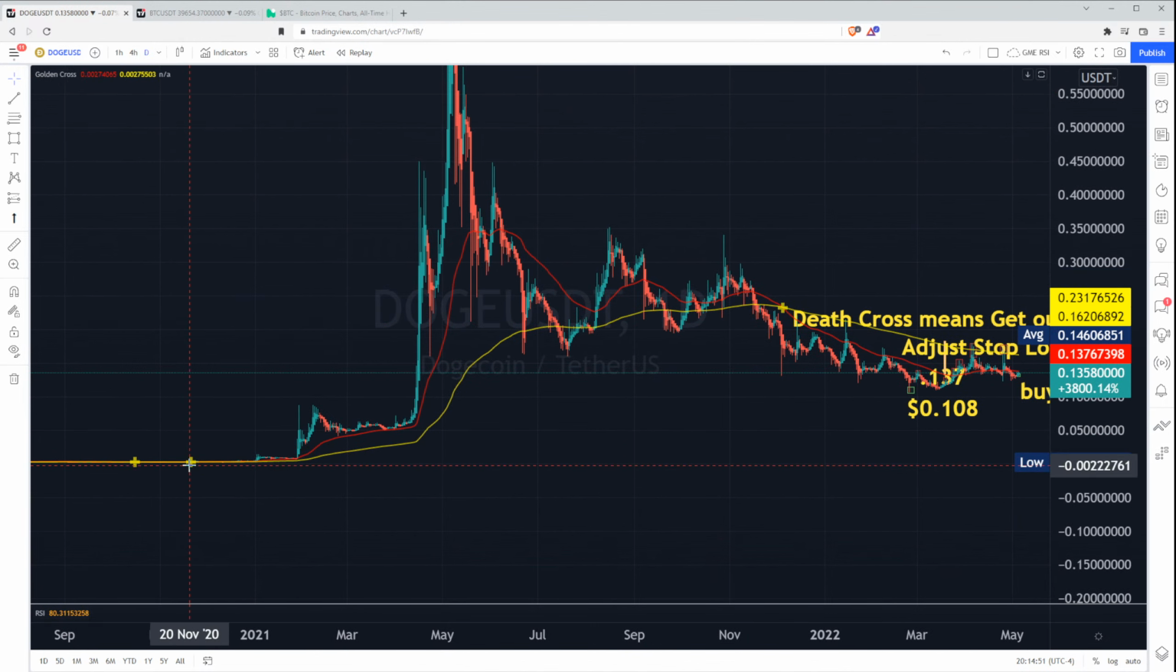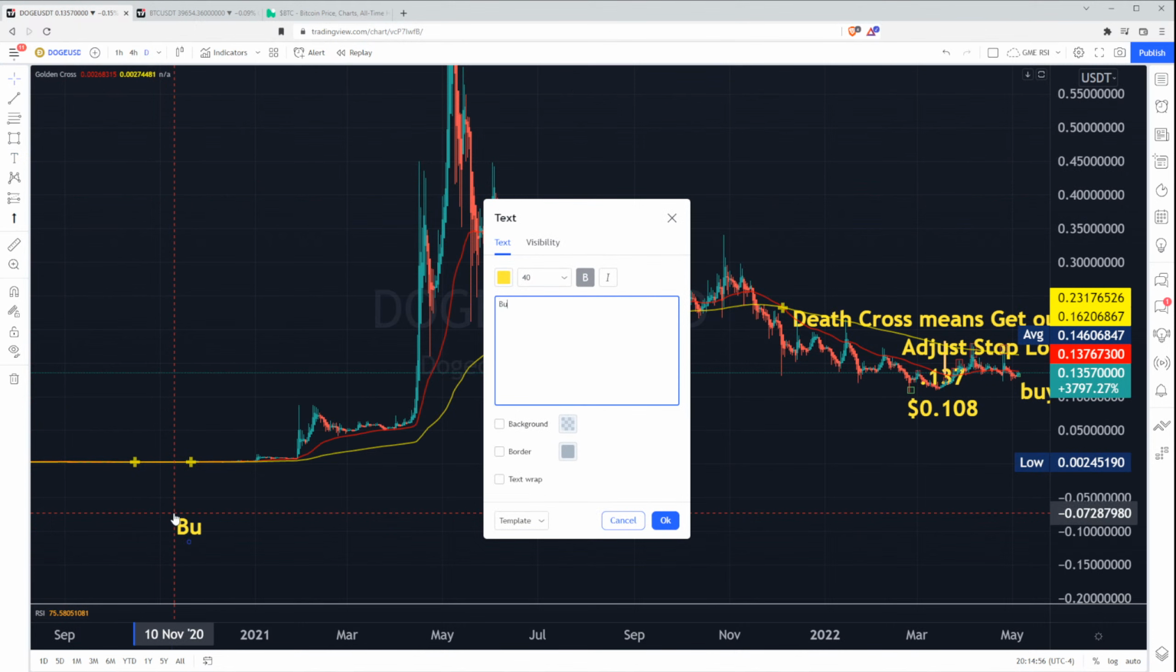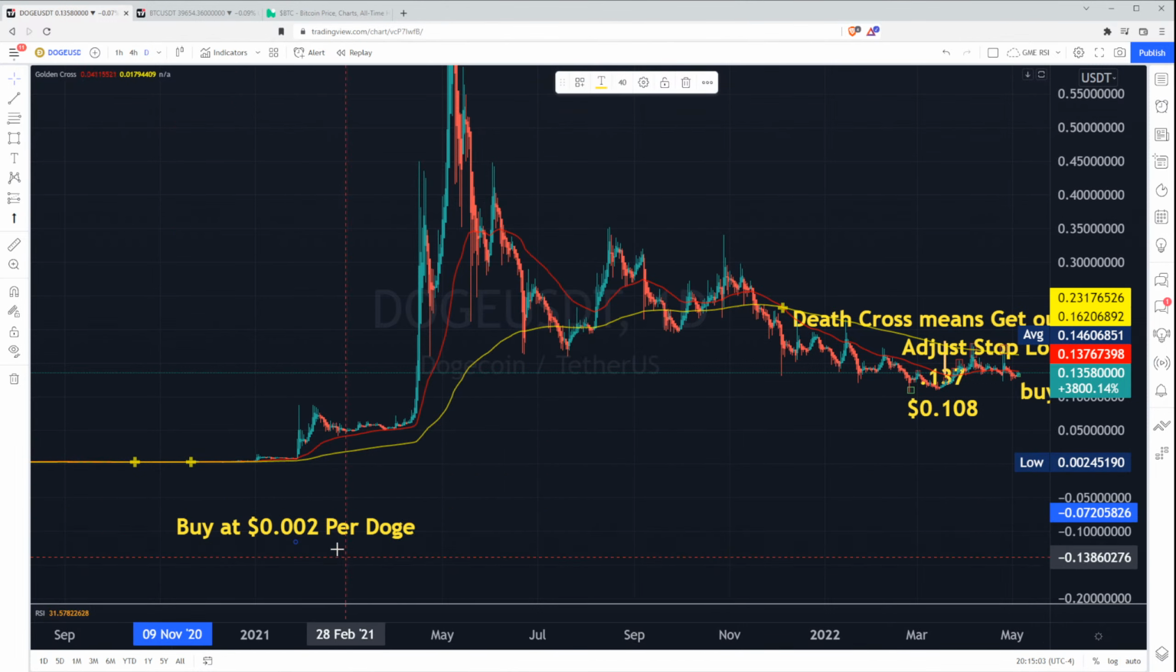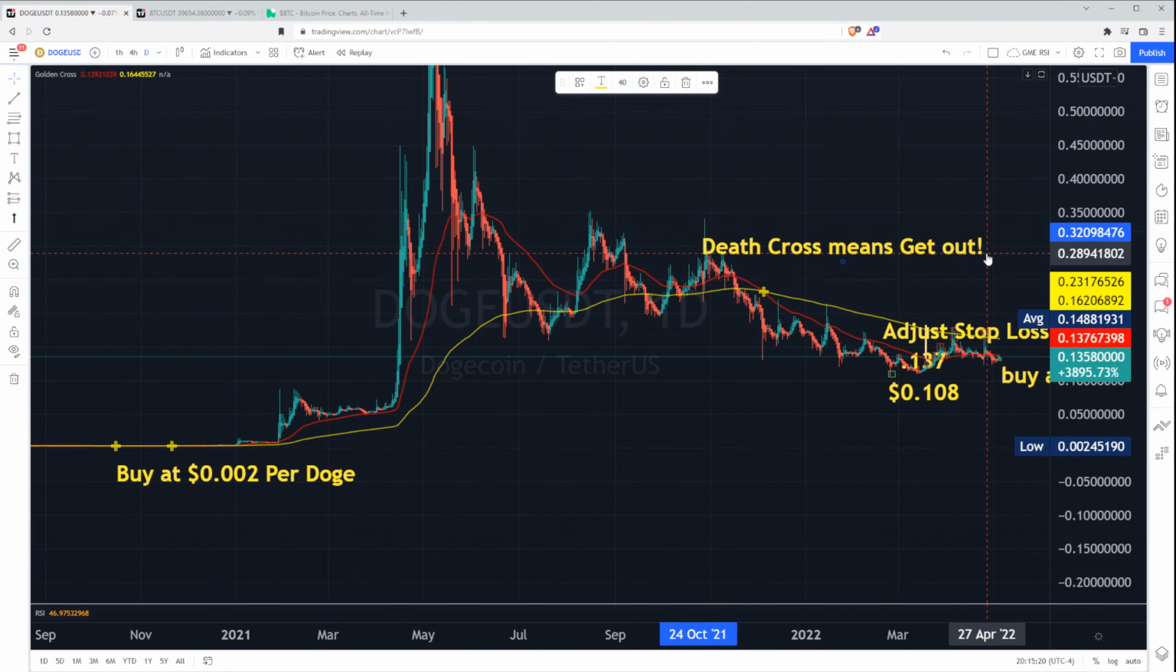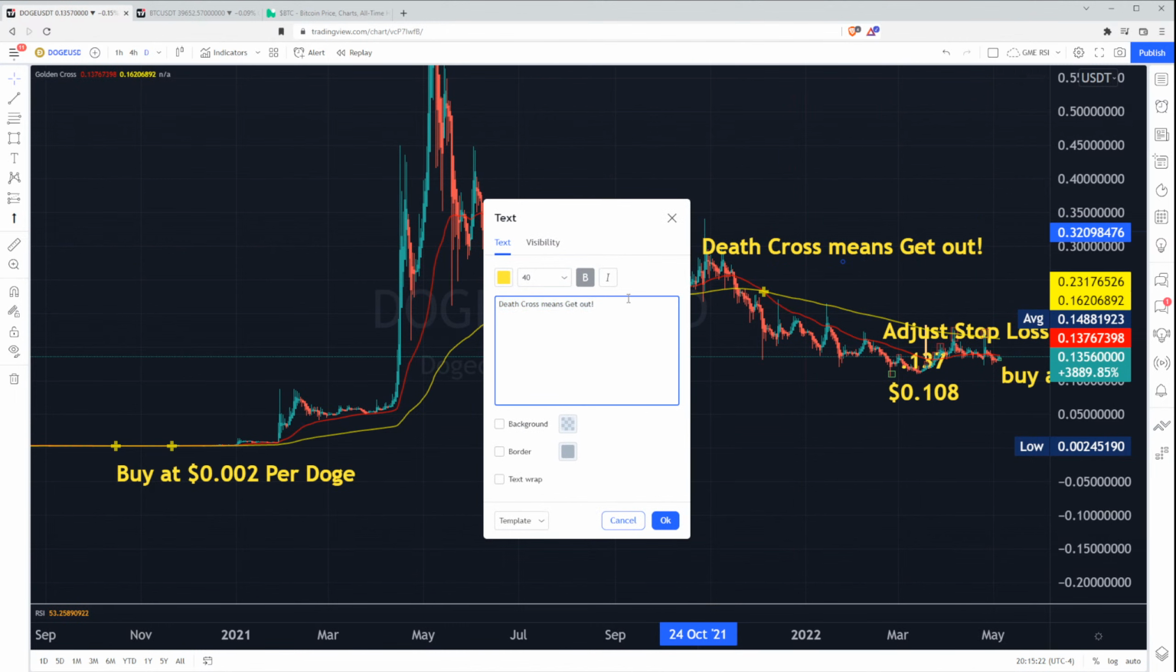You would have bought your Doge right here, 0.002. So you would have got your Doge super cheap off this golden cross line right here. And then your last chance to get out: November 21st, 2020. You would have got out a little bit over a year later at 20 cents, when the price was around 0.20.